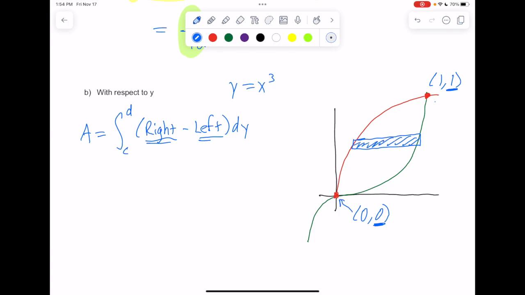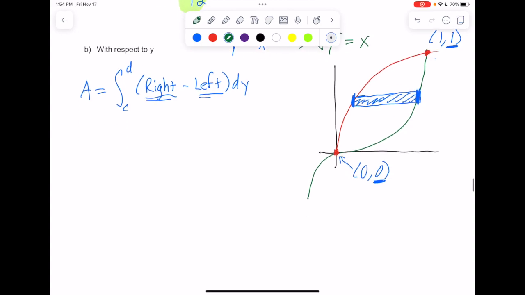So we need to know what this x value is in terms of y, and what this x value is in terms of y. So for the green one, let's take this and solve for x, because that's the green function, right? So take the cube root of both sides, and you'll get the cube root of y is equal to x. Our other function, use this space down below, our other function was y equals the square root of x. And let's work on that in red. If you square both sides, you get y squared equals x.